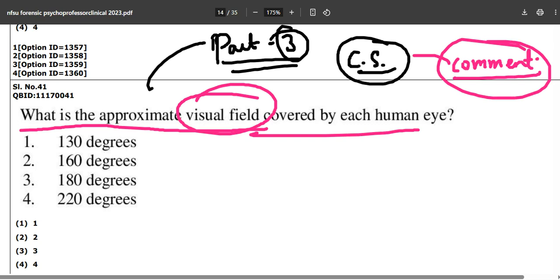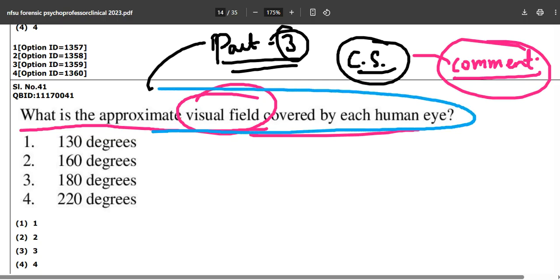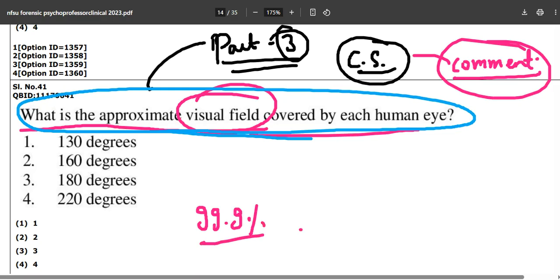And I can guarantee you, take out any book in your life and tell me if you have this particular question in that book. Okay, maybe I can be wrong. 99.9% probability is that I will be right, but 0.1% probability is that I will be wrong. You will never find such a question in a book, and if that book has this question, then great book, what can we say. But what is the approximate visual field covered by each human eye? I mean, who is putting this particular thing in psychology? If you have read this somewhere in any book, please let me know in the comment section, provided you answer correctly.